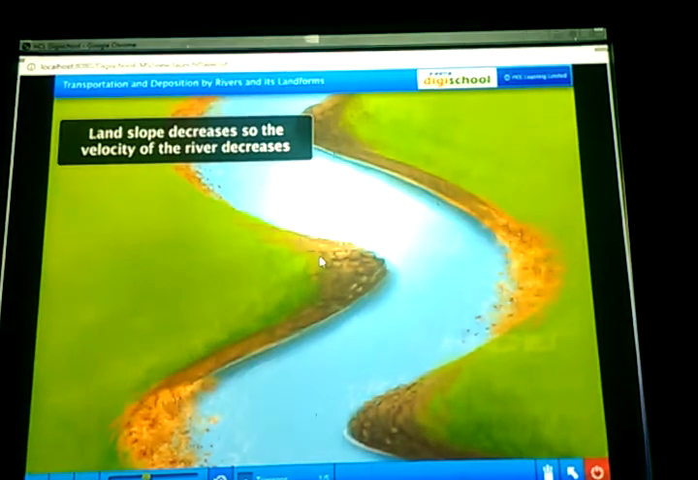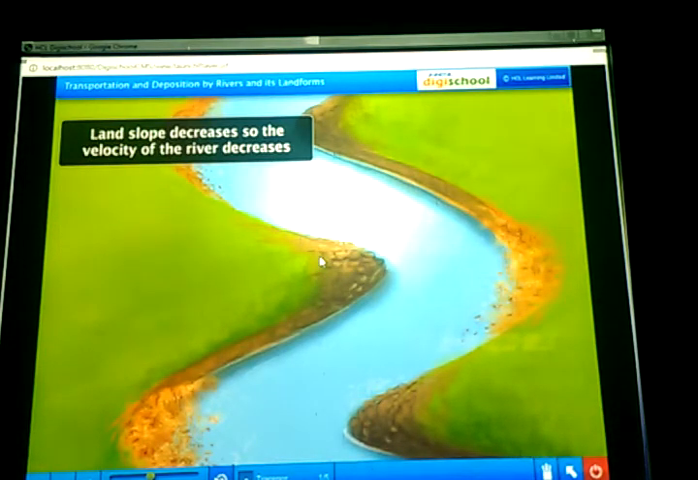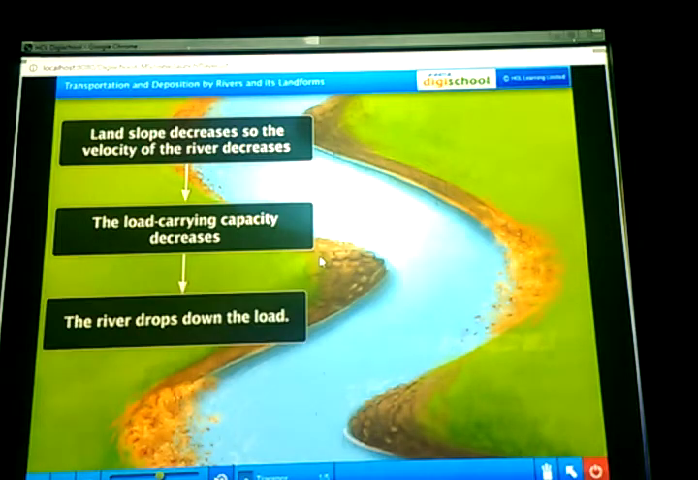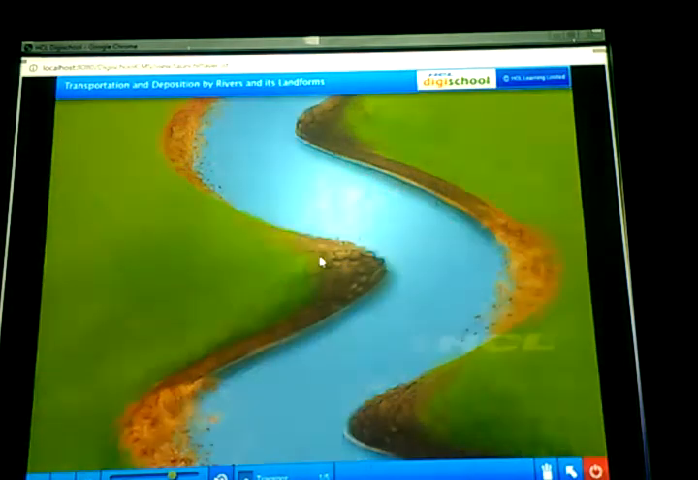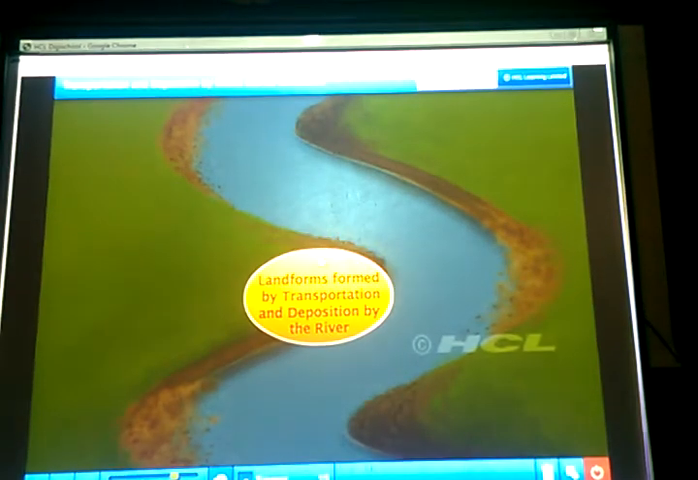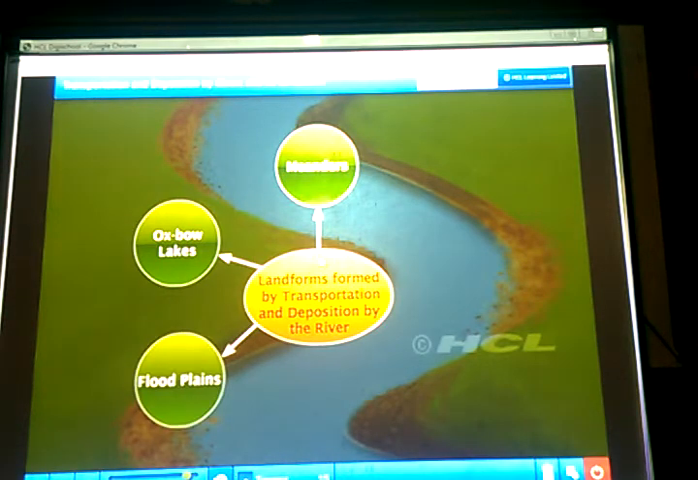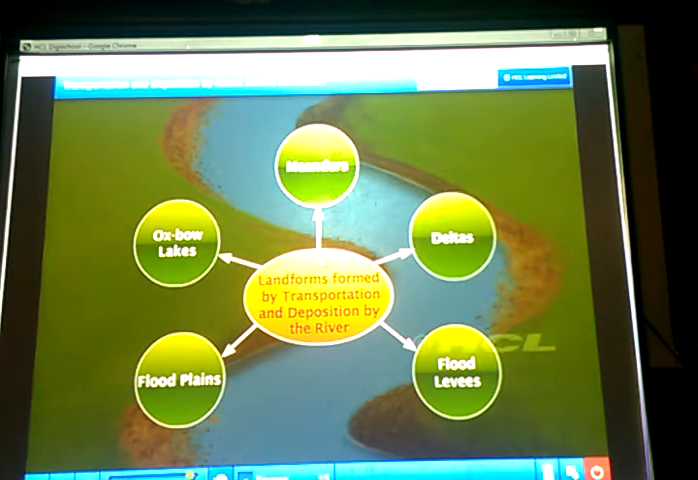As the slope of the land decreases, the velocity of the river also decreases. As a result, its load-carrying capacity decreases and eventually the river drops down the load. This process in which the load is getting settled along the course of the river is called deposition. The process of transportation and deposition results in the formation of various landforms such as meanders and oxbow lakes, floodplains, flood levees and deltas.